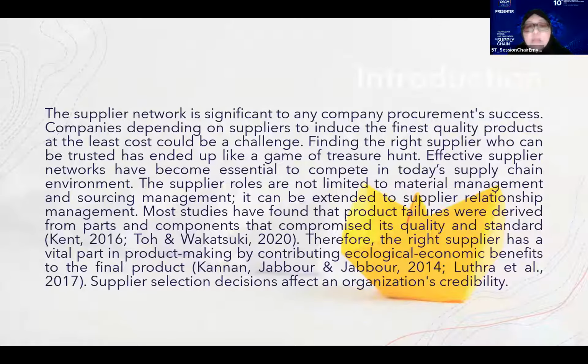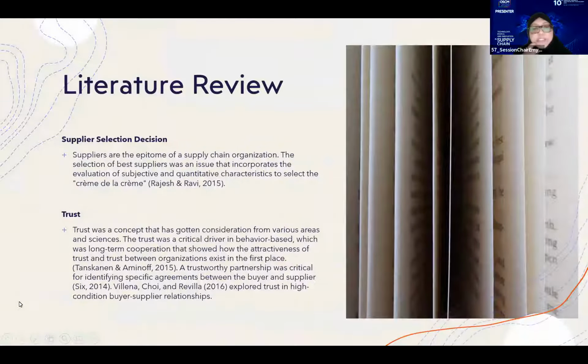So the supplier's role is not limited to material management or sourcing management. It can be extended to supplier relationship management. That is the thing that I think is the most significant, the integral part of how this research came about. I quote from Kannan and Jabor 2014, saying that the right supplier has a vital part in product making by contributing ecological and economic benefit to the final product. Therefore, supplier selection decisions affect an organization's credibility. All right, so that is in regard to the supplier selection network.